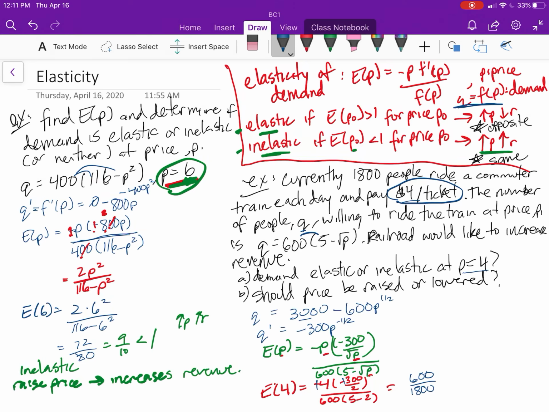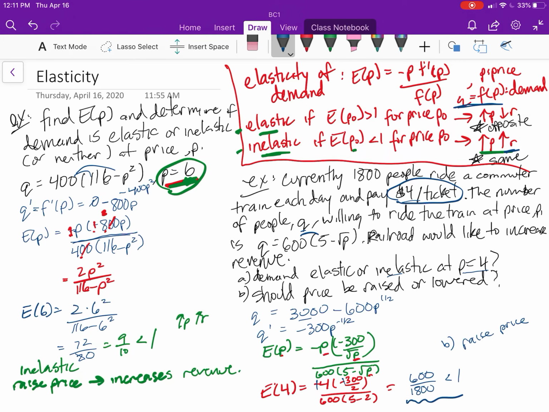So again, this is inelastic, it's less than 1. Must have read my notes wrong. I meant to do one elastic, one inelastic, but that's okay. Since we get inelastic, we should raise the price, right? Raise the price for B, because that will also raise revenue. They go in the same direction.